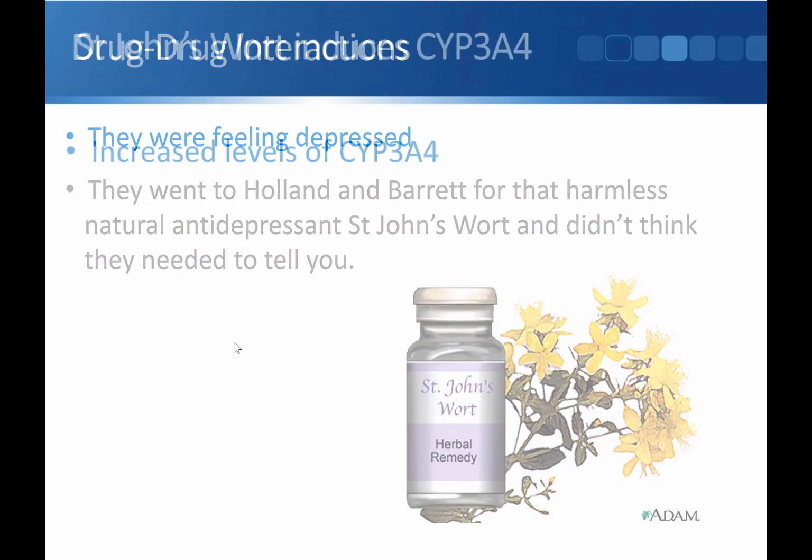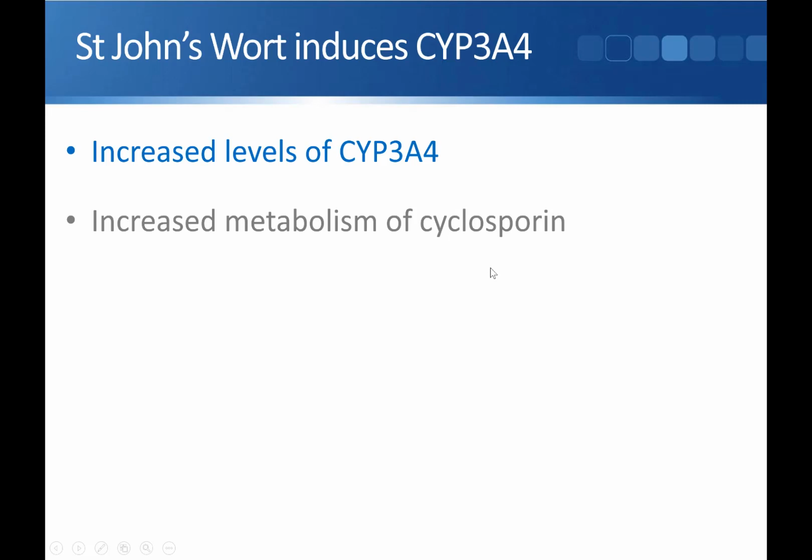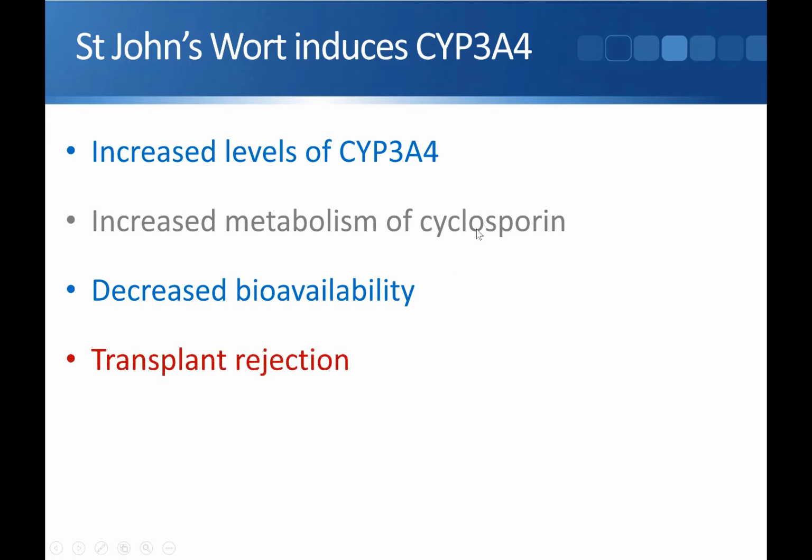The problem with that is St. John's wort induces the action of CYP3A4, which is this isoform that metabolizes more drugs than any other. St. John's wort increases levels of this highly active cytochrome P450 isoform. So what this will mean is this patient will start to break down the anti-rejection drug a lot more quickly than would have been predicted for them. That means there'll be far lower bioavailability of the anti-rejection drug, which is what's leading to the transplant rejection.